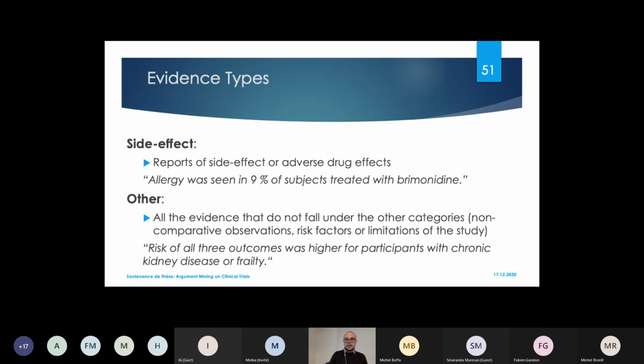And then we have the side effects, which are important to see if potential harms actually outweigh the benefits of the intervention. So if you have too many side effects, you might not want to use this treatment. And then you have the other class, which is more like a collection of other smaller classes, which would deserve their own class, but was not justifiable with the number of occurrences in the data set. So there are limitations. Limitations to the trial are important information for the generalizability of the outcome. And there are also risk factors included here, which is also very important information.